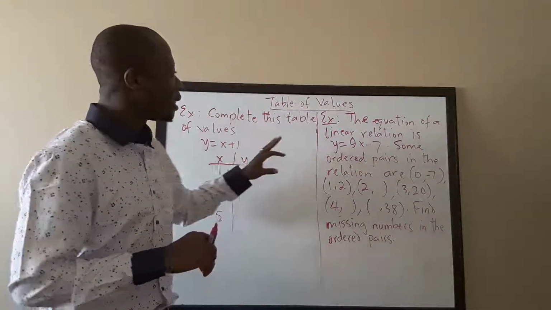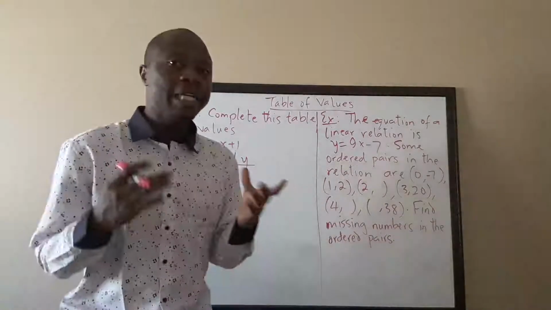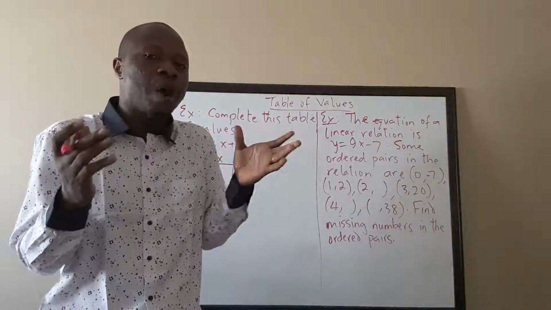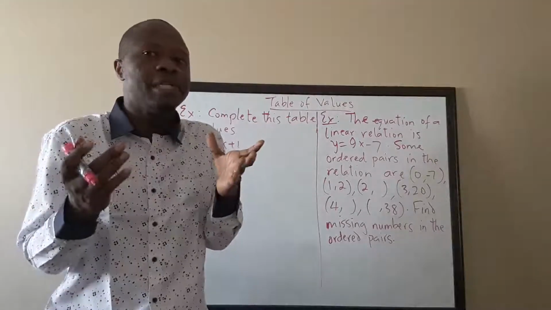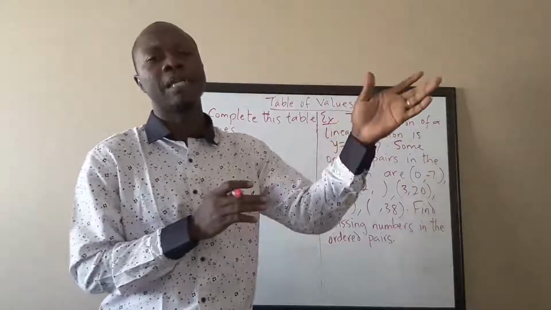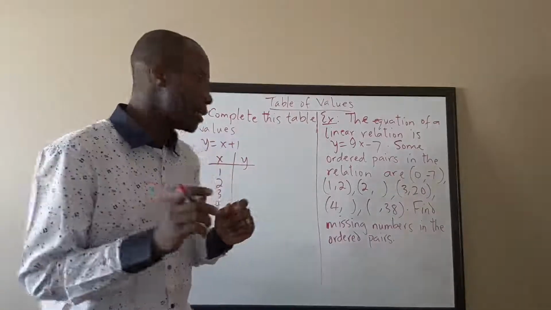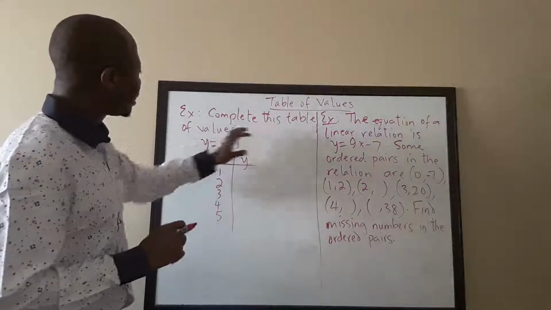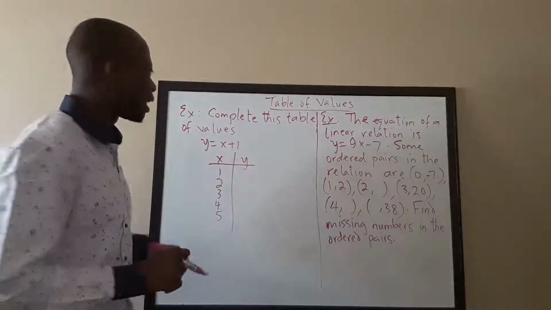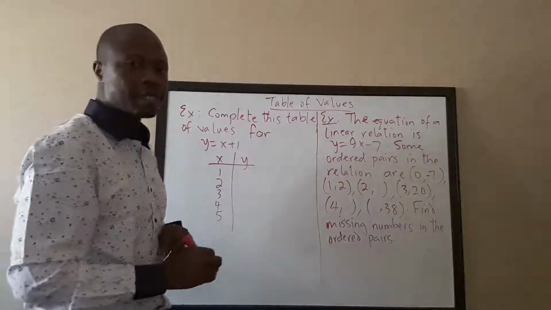Now, for this session, we're talking about linear relations. So those equations for these ones are called linear relations because the relationship between the x and the y is linear. That is, if the input is going up like this, then the output is also going to go up. So there is consistency, basically. So complete this table of values for y equals x plus 1. So let me just say for y equals x plus 1.